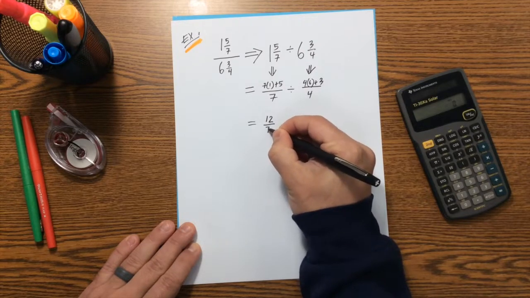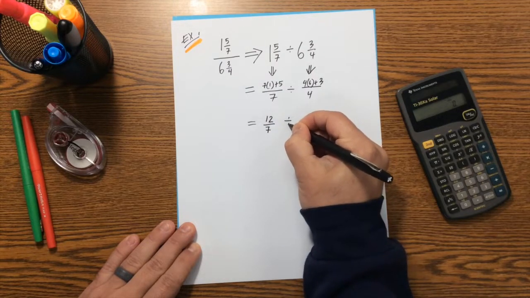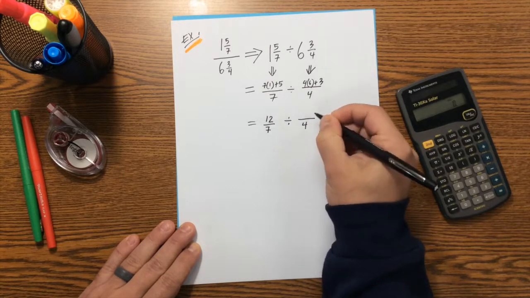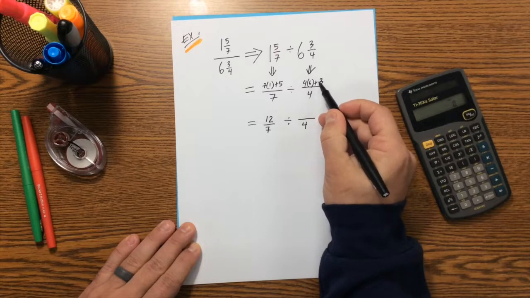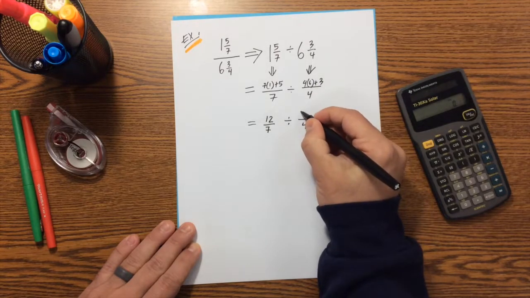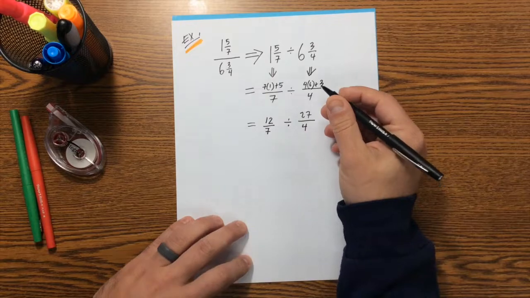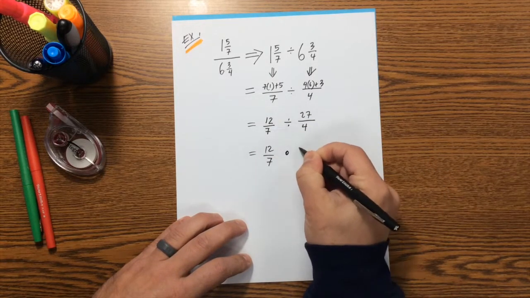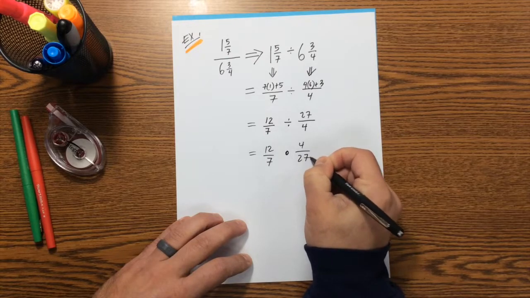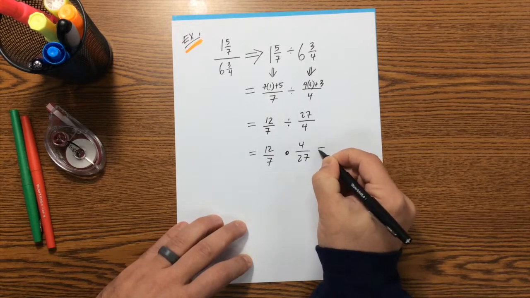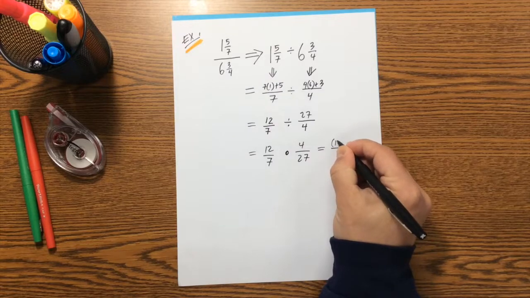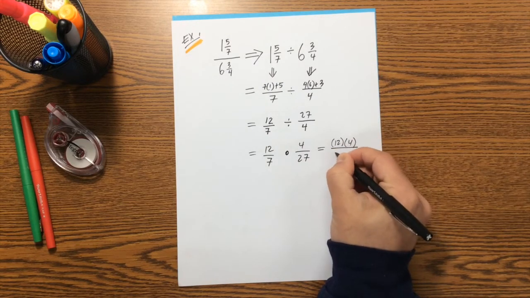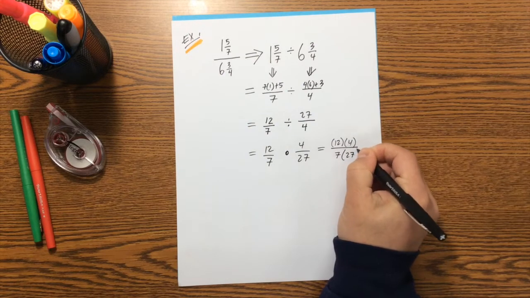You're going to get 12 over 7, and you're going to get, I know, it's going to take a little bit of math here, but 27 over 4. Okay, let's go ahead and rewrite this lovely division problem as a wonderful multiplication problem. So again, numerator times numerator, that's right, and denominator times denominator.